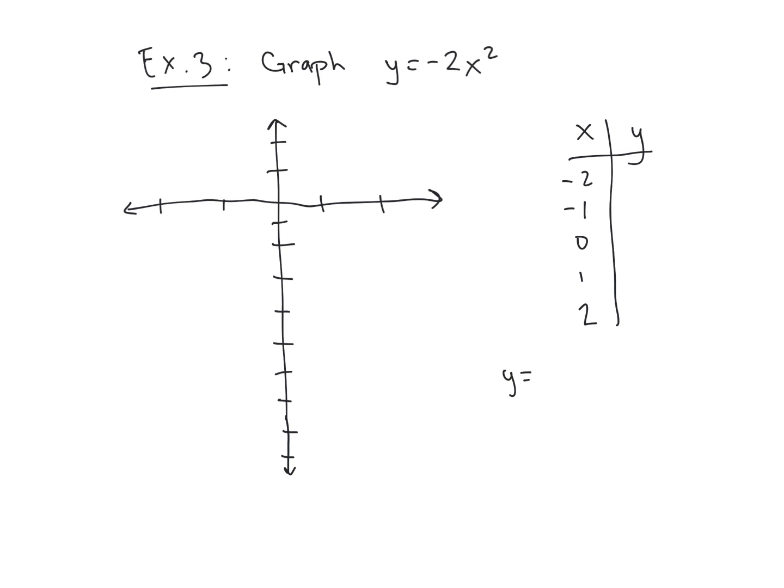So I'm going to start by inputting negative 2 and work my way up. So when I input negative 2 for x, I get y equals negative 2 times negative 2 squared. And the negative 2 squared is 4, so negative 2 times 4 makes negative 8. Then I'm going to input a negative 1, so negative 2 times negative 1 squared. Again, I'm doing exponent before multiplication, PEMDAS, right? So I do exponent first. Negative 1 times negative 1 makes 1. So then negative 2 times 1 makes negative 2.